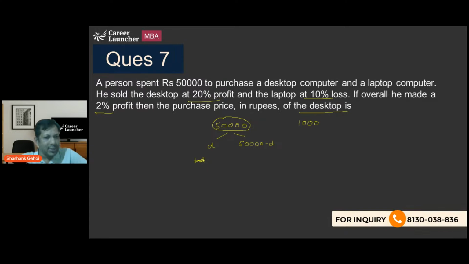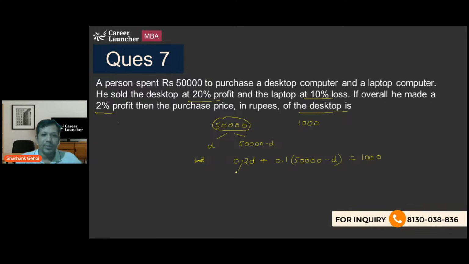I'm not writing the equation for the cost price or sale price, only for the profit. In the desktop, how much is he gaining? He's gaining 0.2D. In the laptop, how much is he losing? He is losing 10%, which means minus 10% of the cost price. The cost price is 50,000 minus D, and that's equal to 1,000.